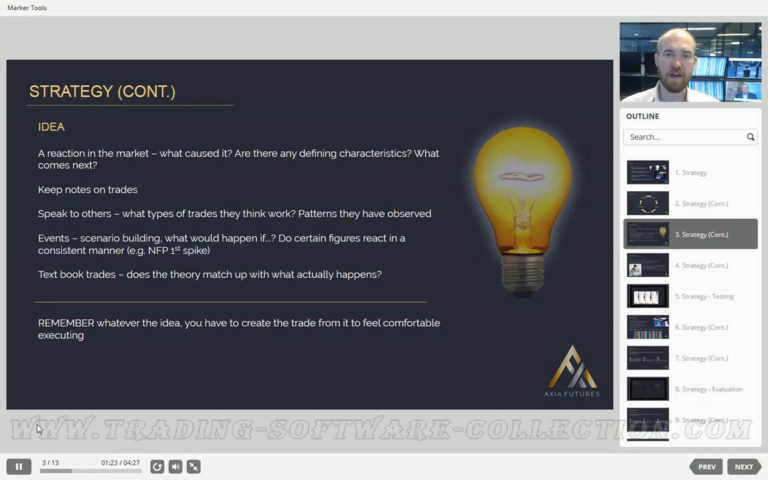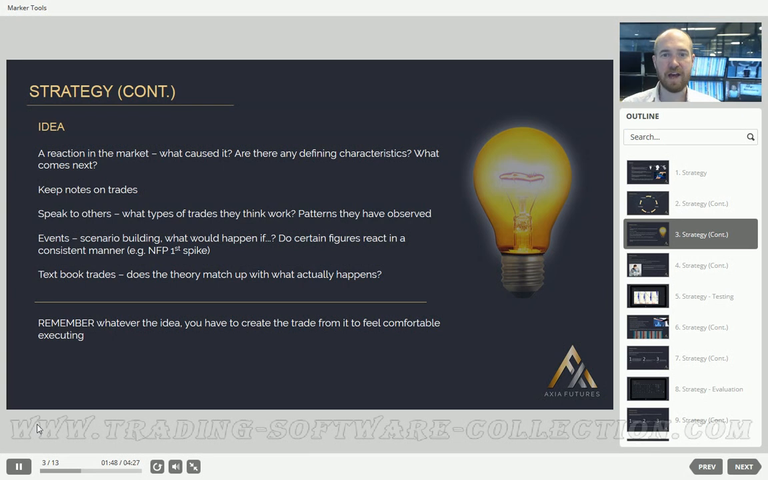You might see that it happens once and you've not noted it down again for months. Clearly that was just a one-off. Speak with other people. It's really important. Get their ideas. Just because they've developed an idea doesn't mean that it's going to suit you, but you can take elements from it. You know, they might say, oh yeah, have you seen the way the market reacts to these numbers, the way it does this, that and the other? That's going to give you a little bit of an idea.